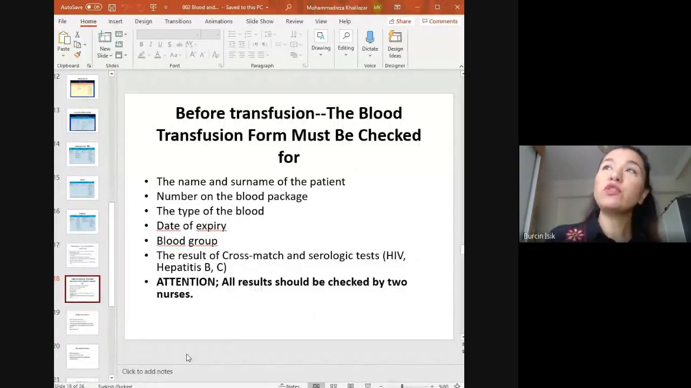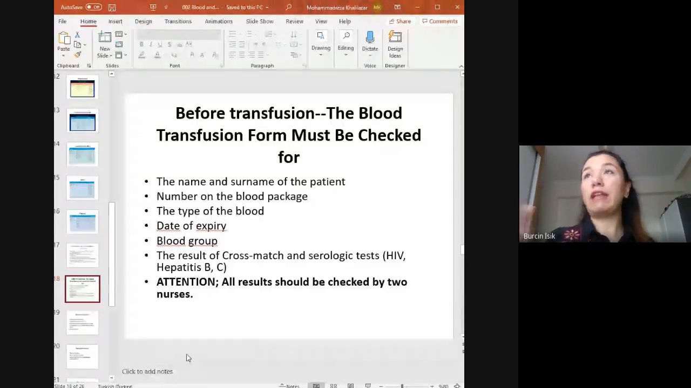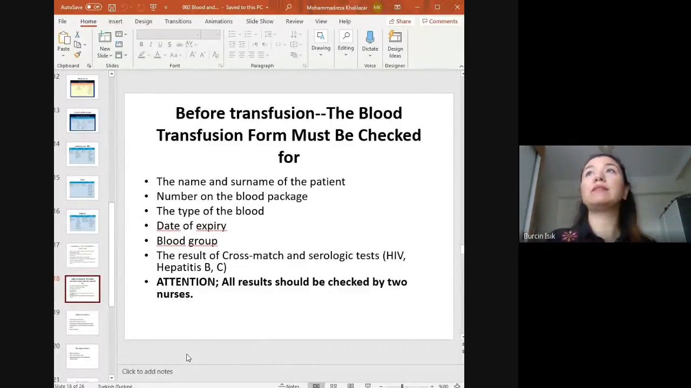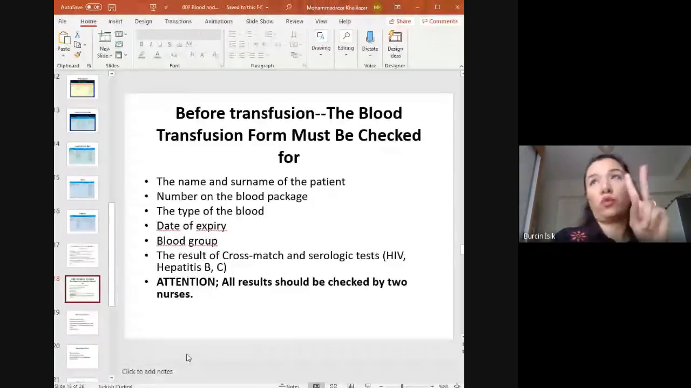Before the transfusion, you need to check the patient's vital signs and name. You can ask the patient's name. Maybe there is a barcode name band on the patient's hand. Check that, and the document also, and be sure the patient is correct. Check the number of the blood pack, the type of the blood, date, and blood groups, and it must be checked with two nurses.